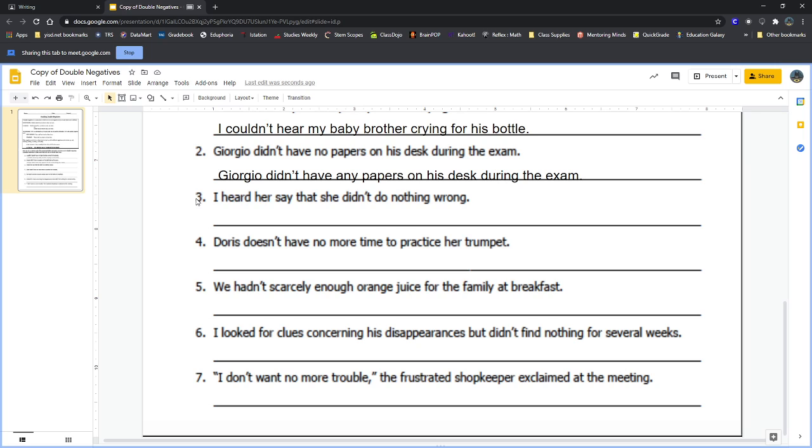Okay. So number 3, number 4, number 5, number 6, and number 7. I want you to look at them and find the double negative words. And I want you to write the sentence fixed. I want you to get rid of one of those negative words so that we don't have double negatives in that sentence anymore. When you finish fixing those sentences all the way up to number 7, you can go ahead and turn your work in.